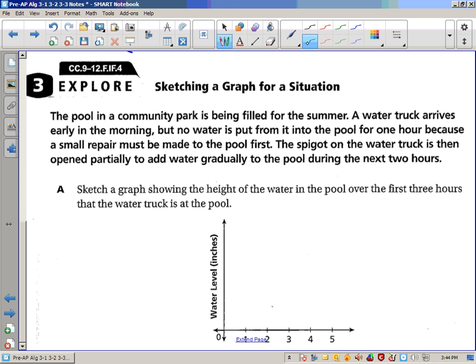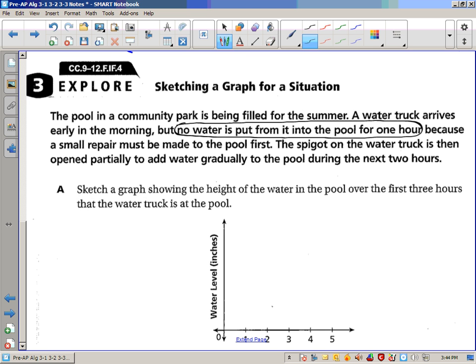So what I would do is I would go back into the problem and separate it perhaps into different events, different types of situations where we're filling the pool. I see this second sentence looks like it might be important. It says a water truck arrives early in the morning, but no water is put from it into the pool for 1 hour. Can't really graph the reasons for why, just the fact that it is.